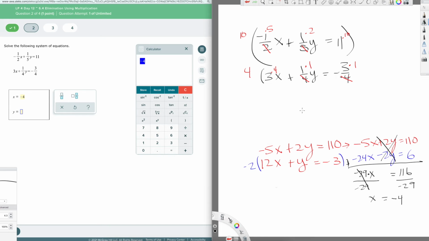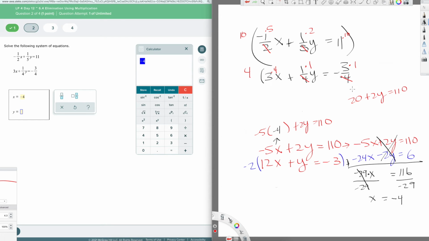So now I'm going to plug this back in. I could go back to the fractions and plug it in if I want. I can plug it into these pieces if I want. Doesn't matter which equation I plug it into. I prefer to not do the fractions if I can. So I'm going to plug it into this top one here. Instead of x, I'm going to write negative 4. So I'm going to have negative 5 times negative 4 plus 2y equals 110. So negative 5 times negative 4, that's 20, plus 2y equals 110.